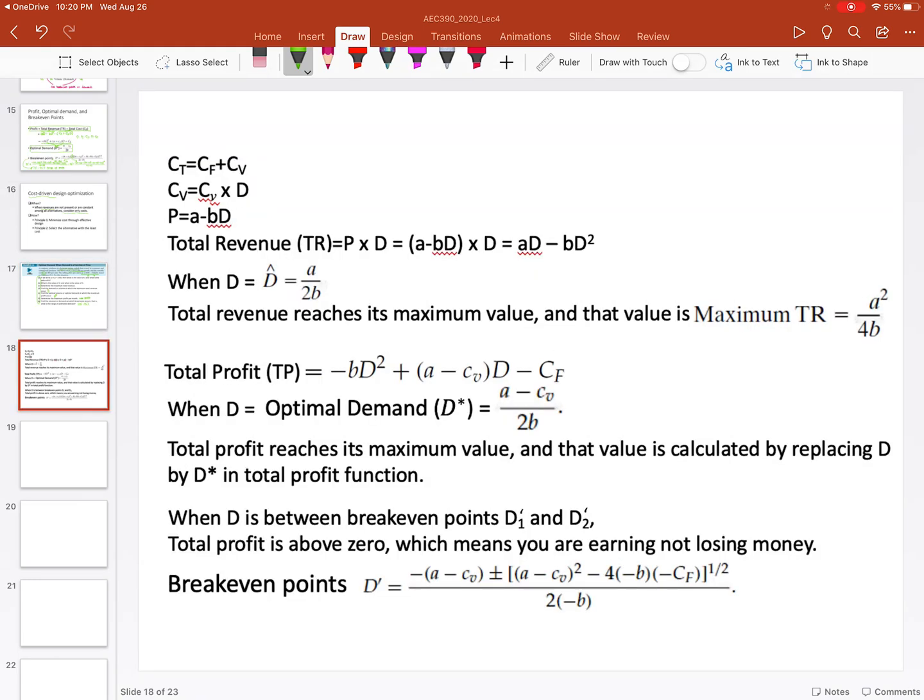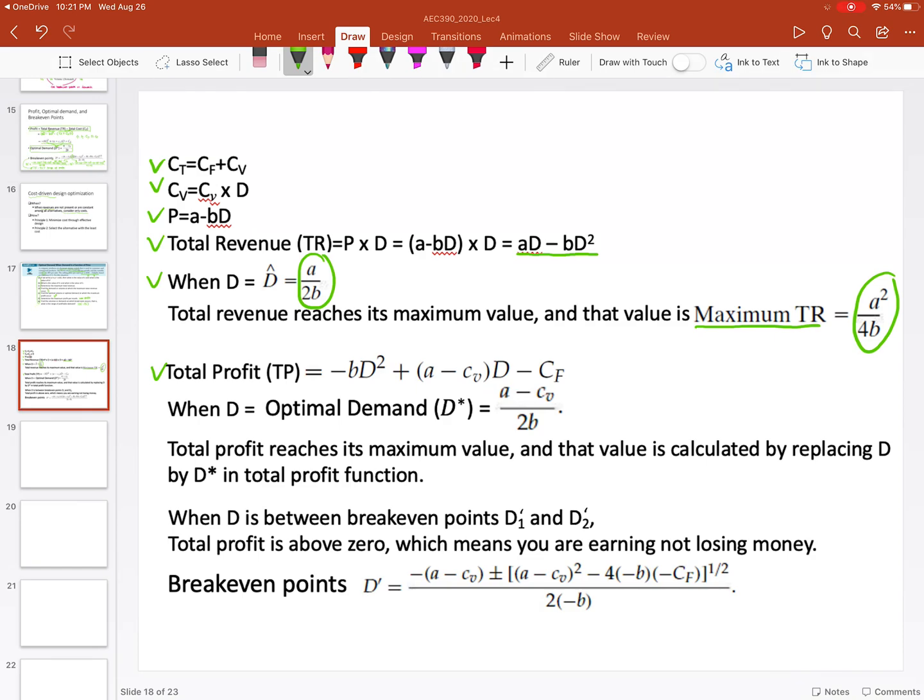Okay. To solve all these questions, this is the sheet you need with all the functions listed here. Okay, so you have CT, total cost, you have CV, total variable cost, you have P equals A minus BD, you have your total revenue formula, which is AD minus BD squared. And you also know when D equals D hat, you can reach the maximum total revenue, okay? And this is how you calculate the D hat. This is how you calculate the maximum total revenue.